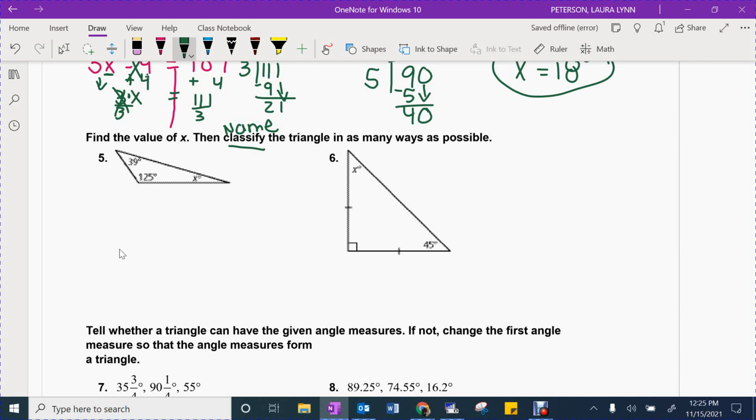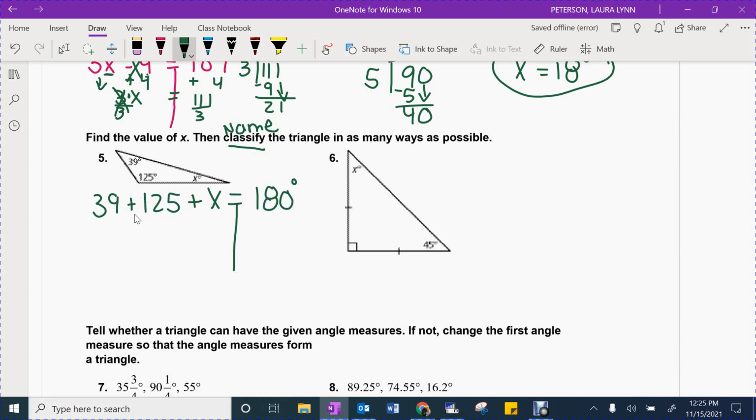When we start this problem, we need to remember that all the angles, so all the corners in a triangle, add up to be 180 degrees. So this means you have to add together everything you can. That would be 39 plus 125 plus x equals 180 degrees. This is a very formal way to show our work by creating an equation.